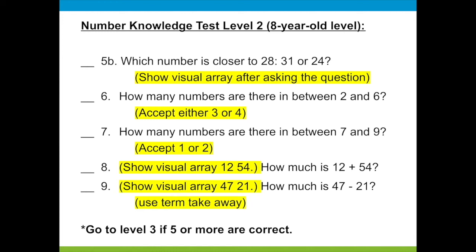If students have 5 of the 9 answers correct, you can proceed to the last level of testing. As a reminder, any questions with part A and B, both A and B must be correct in order to award the point. There is no partial credit given.